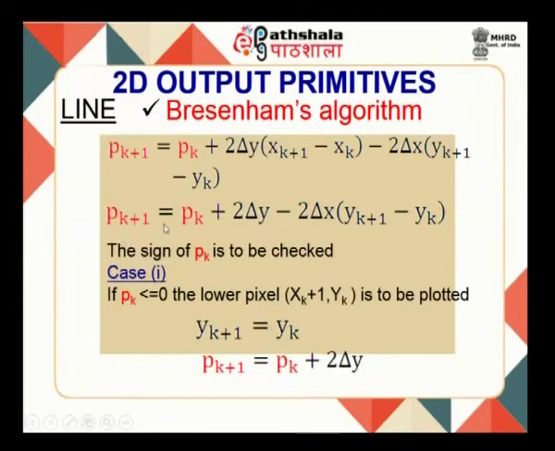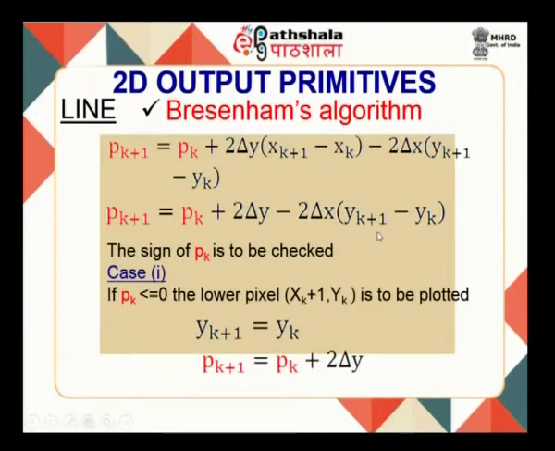So, the next decision parameter is given by pk plus 2 del y. If you notice this difference here, xk plus 1 minus xk: xk plus 1 is the next x value, which is 1 higher than the previous x value. So, xk plus 1 is nothing but xk plus 1. These two terms xk and xk get cancelled and you are left with 1 here. So, pk plus 2 del y minus 2 del x times yk plus 1 minus yk, this term remains as it is. Now, our aim is to check or derive what this yk plus 1 assumes, whether it is yk or yk plus 1.